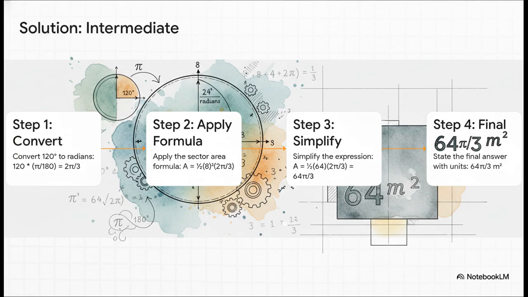We plug in 8 for the radius and our new angle, 2 pi over 3. So 8 squared is 64, half of that is 32. And 32 times 2 pi over 3 gives us our answer, 64 pi over 3 meters squared.